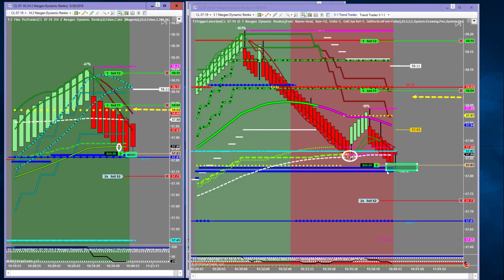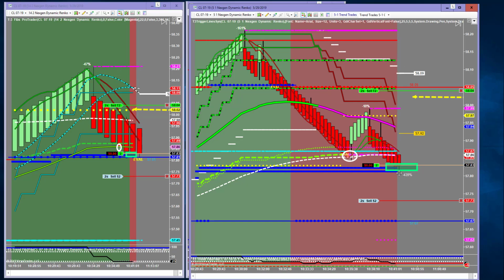Do you guys understand this entry? And again, whether or not it's going to win or not, it's a whole nother scenario. We'll find out in a minute. But the reason for the trade.